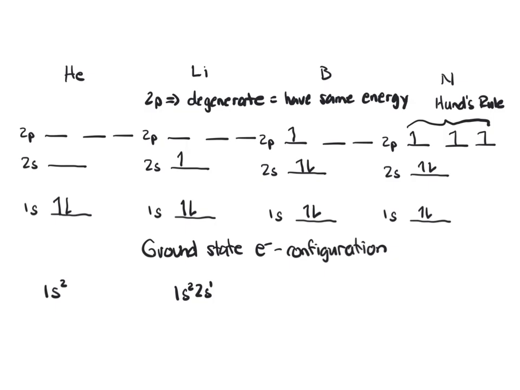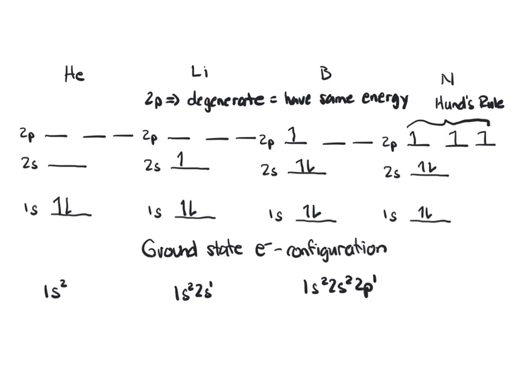And I can leave the 1 off if I want. If there's no superscript, we just assume that it's a 1. But for completeness sake, let's put the 1 there. And then boron would have 1s2, 2s2, 2p1. So notice that all I'm doing is taking the subshell that the electrons are in, how many electrons are in that subshell as a superscript, 2s has 2, 2p has 1.